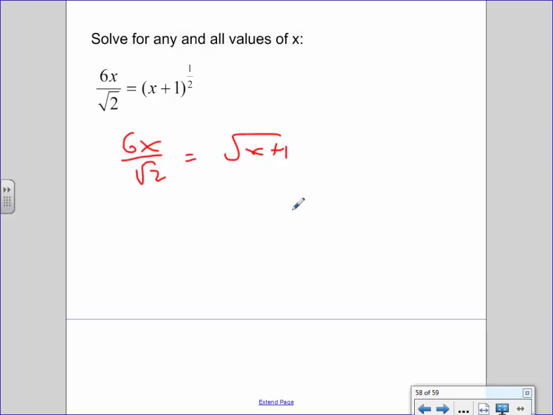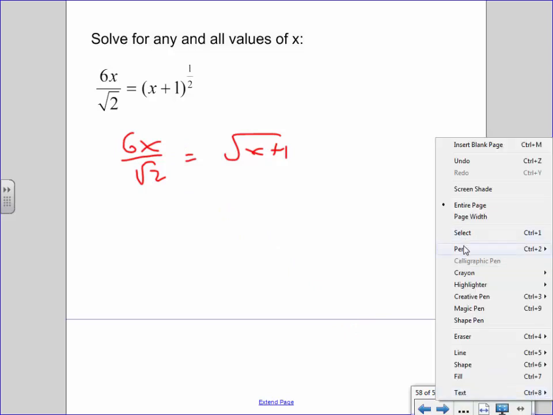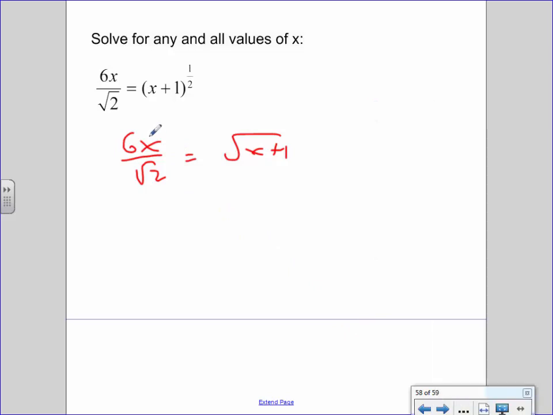Remember how yesterday, if you were in my Dash 1, I showed you how to rationalize things? This is actually an opportune time to rationalize. Because watch what's going to happen. If I were to multiply in front by root 2 over root 2, on the bottom, I literally get 2. And on the top, I'd get 6x root 2.